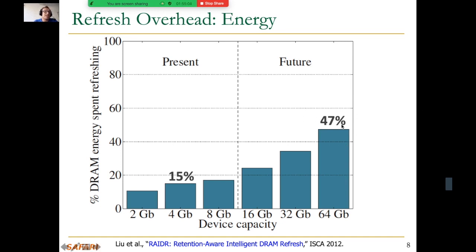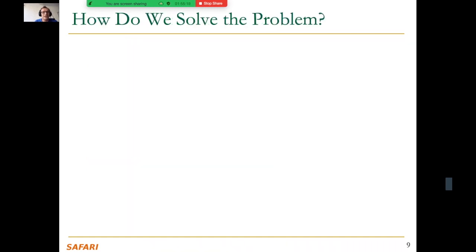47% of the DRAM energy is spent refreshing. So we said, again, this doesn't sound good. You have a DRAM that's nice, high density, but half of the time you can't access it, and half of its energy is consumed by something that you're not asking data for. It's really overhead operations.